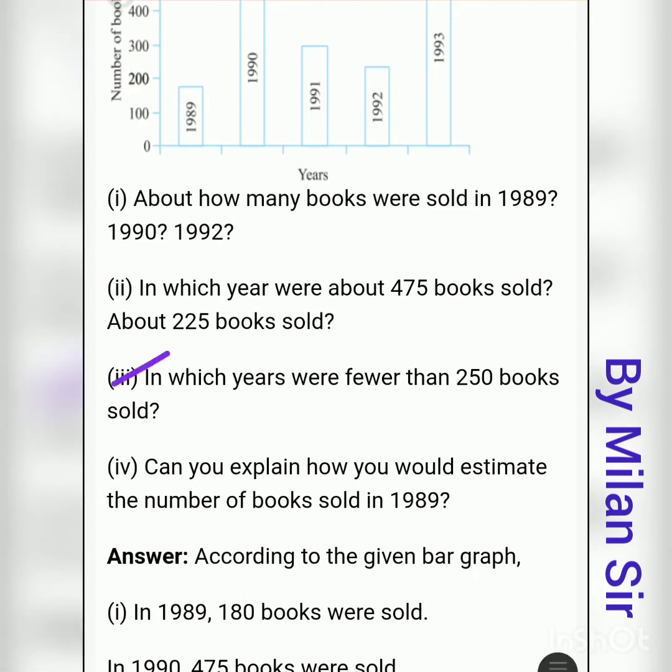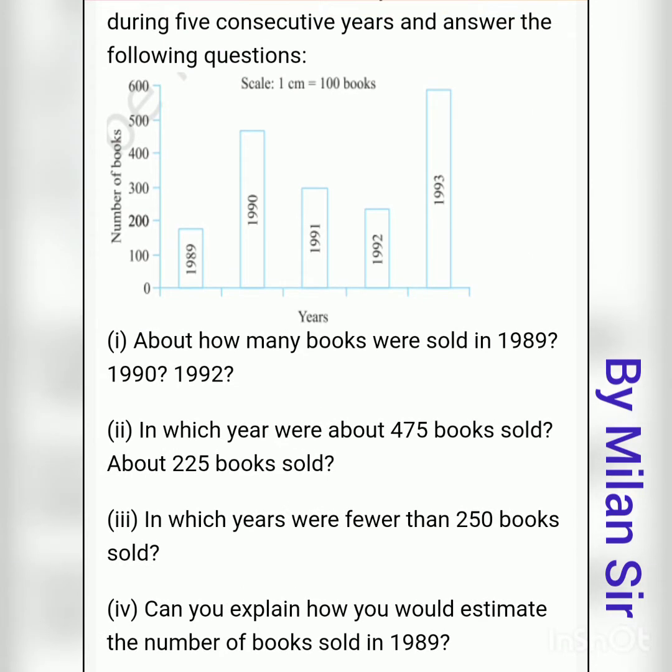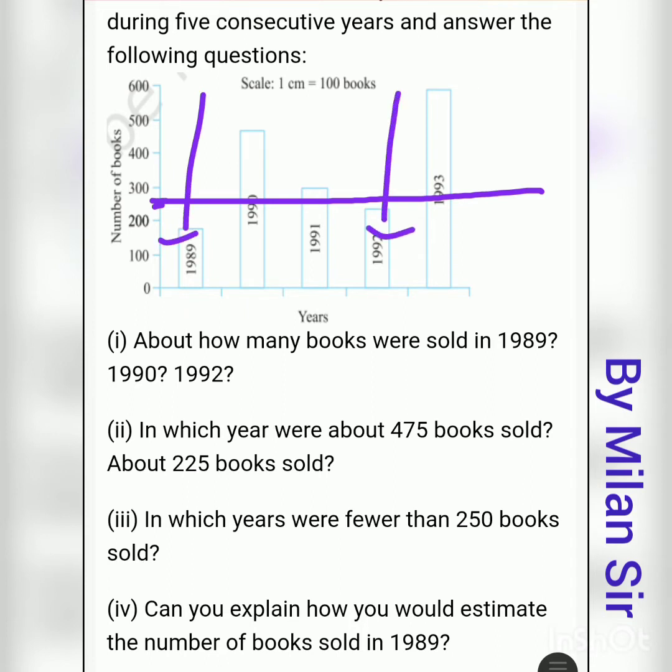After that question number 3, in which years were fewer than 250 books sold? We just need to write the years here. Okay, so 250 is exactly between 200 to 300. So just draw one horizontal line. So here we have 2 years. First one is 1989 and 1992. So two answers are there, 1989 and 1992.